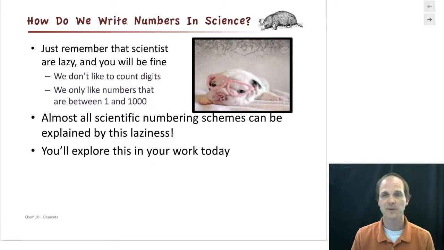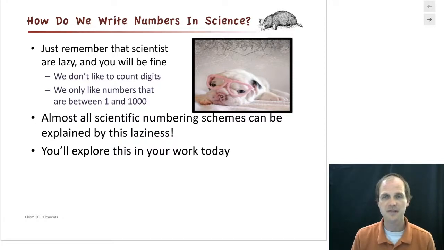Welcome back. We now have a good idea of units, their importance, why we need to use them. We also understand how to put stuff in our calculator and how to do some algebraic manipulations that we're going to be doing in this class. So our next thing is to understand a little bit about how we use our numbers in science.